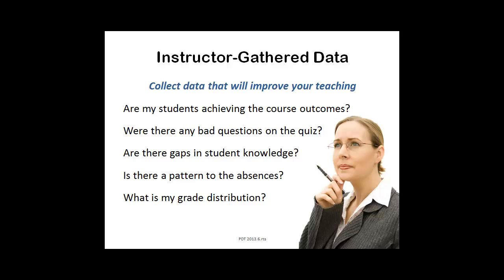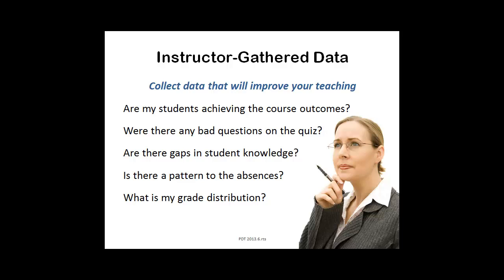So what are some of these decisions that you as a classroom instructor need to make on a daily or weekly or per term basis? Probably the most important one is, are my students actually getting to those course outcomes? Are they achieving the learning they need to achieve? If you look at a shorter term level, something like I just gave a quiz, are there bad questions on the quiz? Well, I'll show you a very quick way in Moodle that you can determine that.